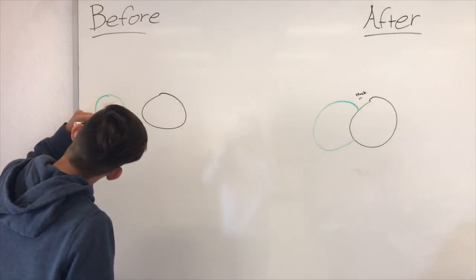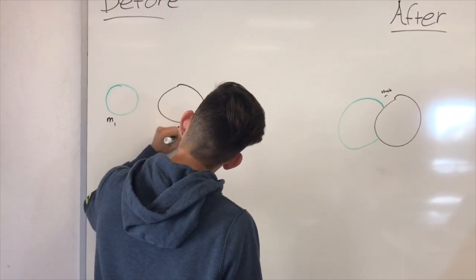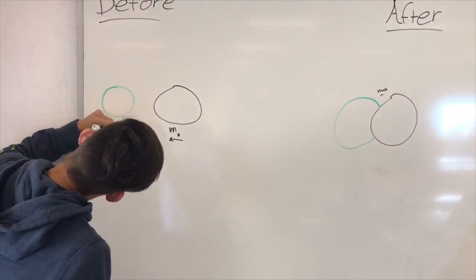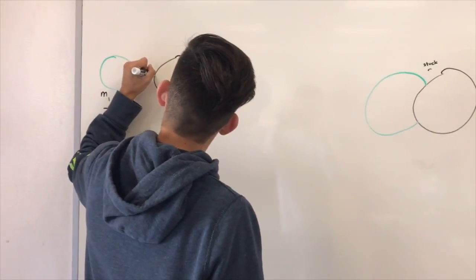Now let's try a quick conceptual example that will help us understand the types of problems we can solve with what we know about inelastic collisions. Here we have two balls, each of a different mass, going at different speeds towards each other.